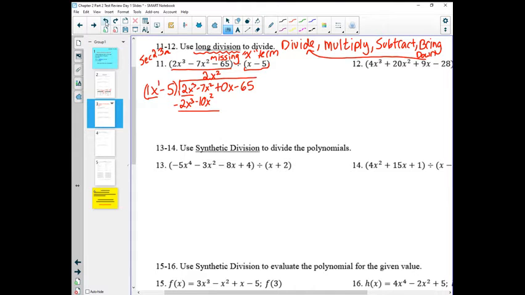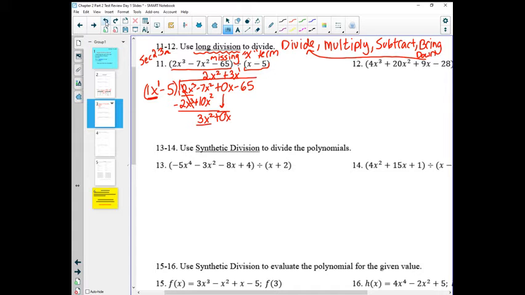Next step is to subtract. Subtract the first term, and subtracting the last term just changes this to be a positive 10, right? Because two negatives will make that a positive. 2x cubed minus 2x cubed cancels out because it makes 0. Negative 7x squared plus 10x squared is 3x squared. Now I bring down and start the process all over again. 3x squared divided by x is positive 3x, because x squared divided by x to the first, 2 minus 1, leaves us with 1 there for the exponent.